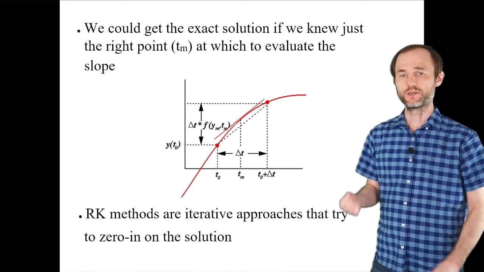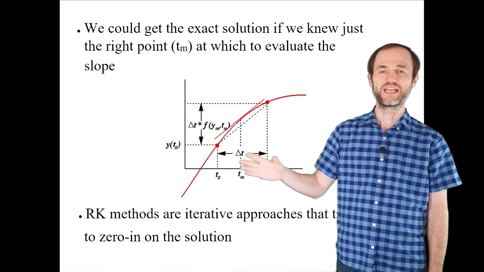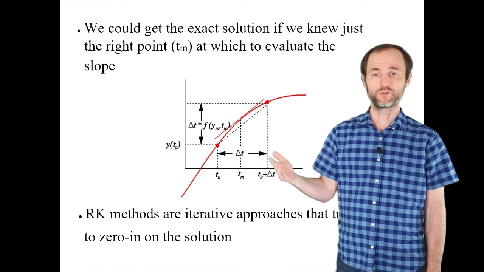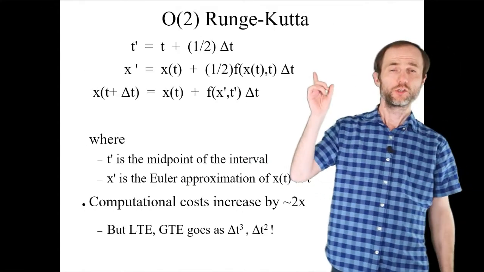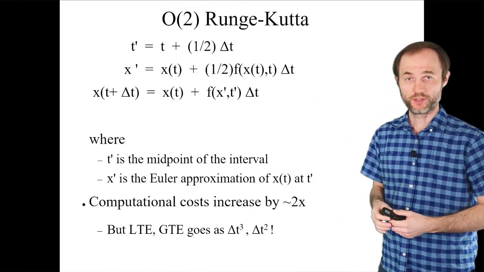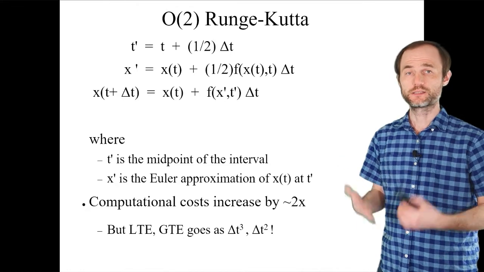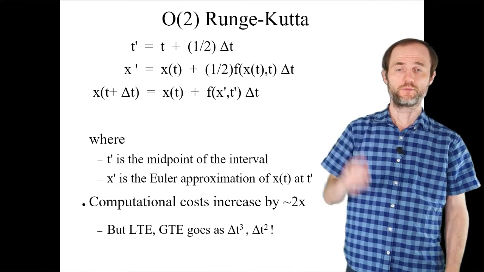These are iterative approaches that try to zero in on the right solution, taking into account higher and higher degrees of curvature of the solution. So this is what Runge-Kutta methods do. Let us start with looking at the simplest Runge-Kutta method, the second order Runge-Kutta method.